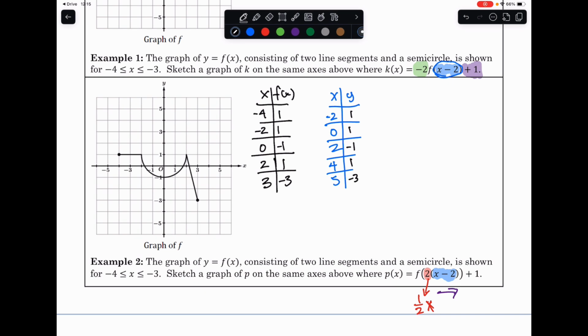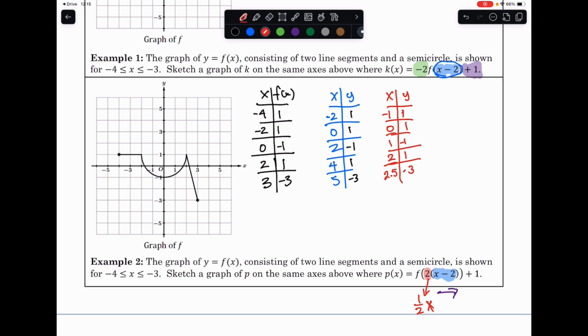But when I do this new transformation, that's going to affect the x's again. So my y values are going to be the same. Let me write those before I forget. And we're going to multiply all of our x's by half. So half of negative 2 is negative 1. Half of 0 is still 0. Half of 2 is 1. Half of 4 is 2. And half of 5 is 5 over 2, or 2.5.